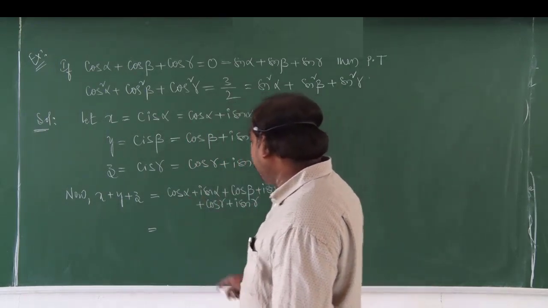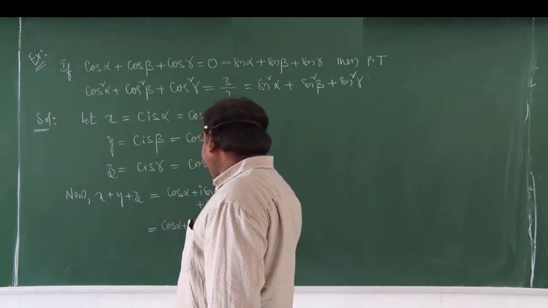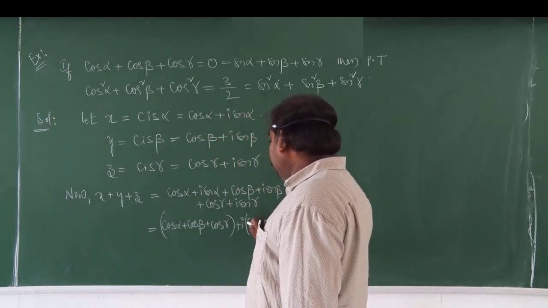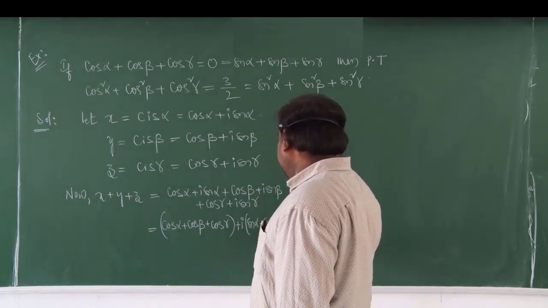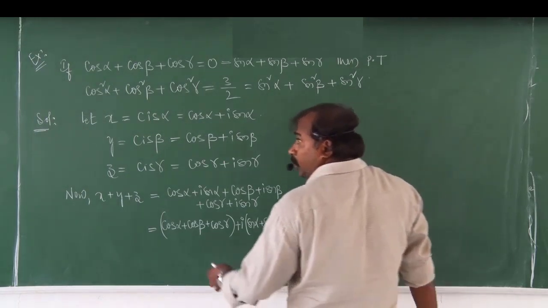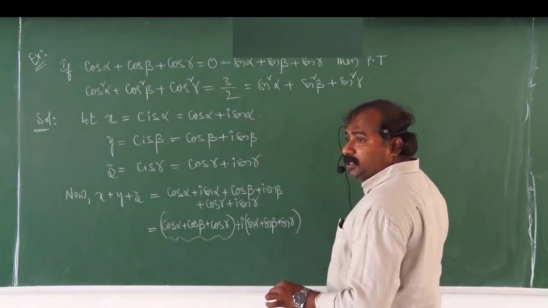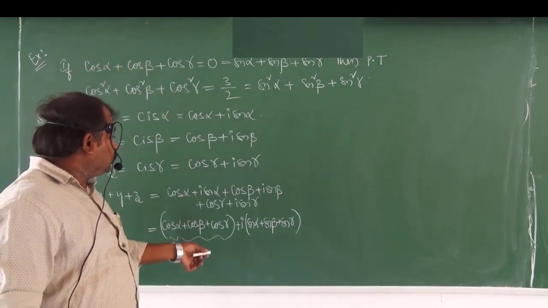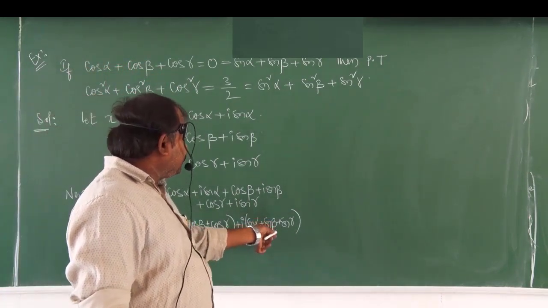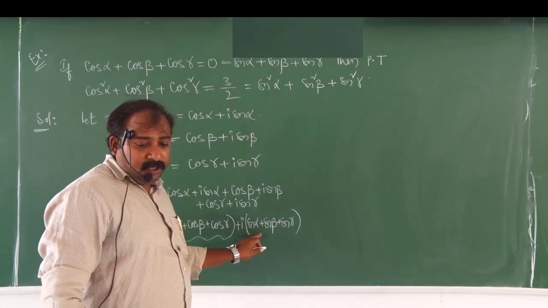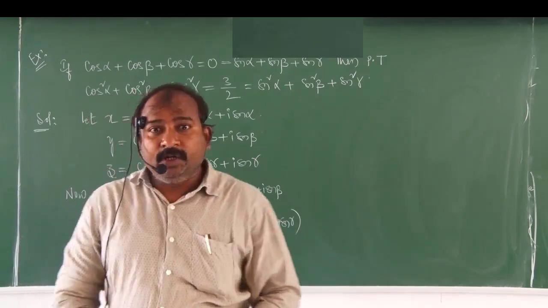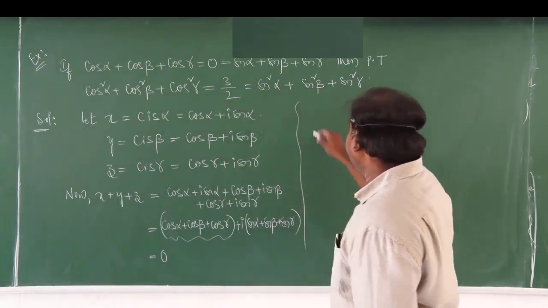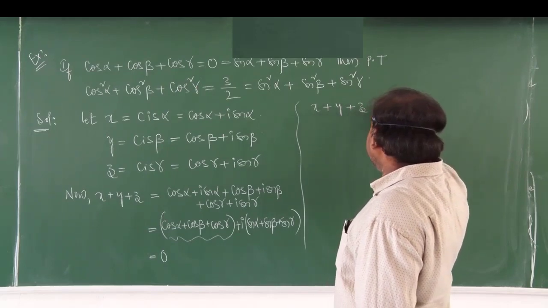here if you observe, first the real part. What is the real part? Here you can get cos alpha plus cos beta plus cos gamma. If you take i common, then what is the value? Sin alpha plus sin beta plus sin gamma. But if you observe, cos alpha plus cos beta plus cos gamma, what will this whole value be? According to the given data, cos alpha plus cos beta plus cos gamma equals 0. Similarly, sin alpha plus sin beta plus sin gamma equals 0. So this is 0 and this is also 0. So the total value you will get is 0. Means here x plus y plus z is equal to 0.